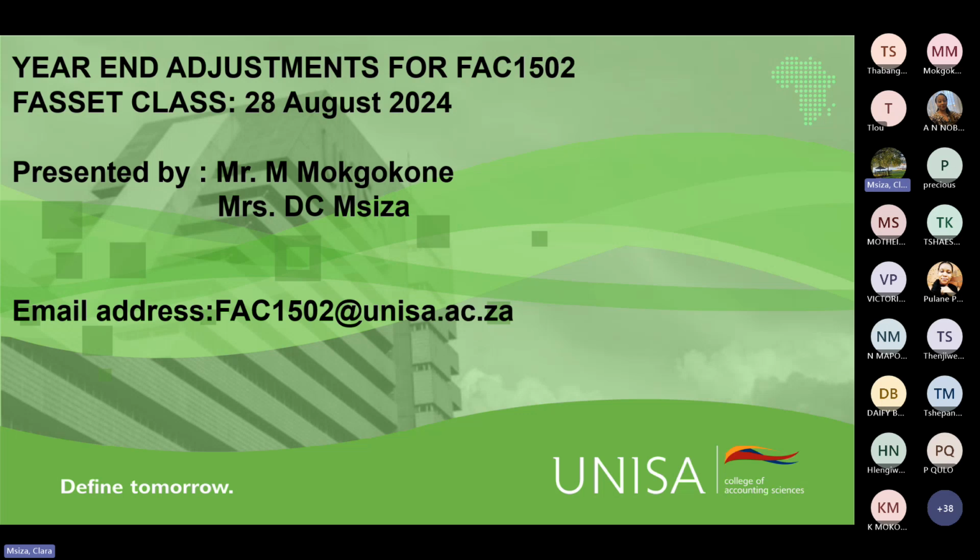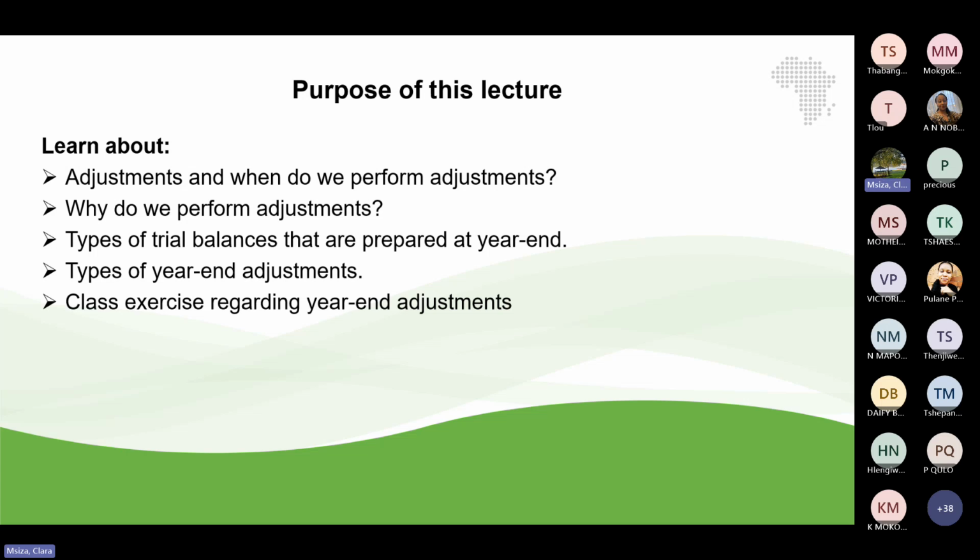We are continuing with our study units. The purpose of this lecture is to go through study unit 6. With study unit 6, we will look at adjustments: when do we perform adjustments, why do we perform adjustments, the types of trial balances that are prepared at year-end, the types of year-end adjustments, plus exercises regarding year-end adjustments.